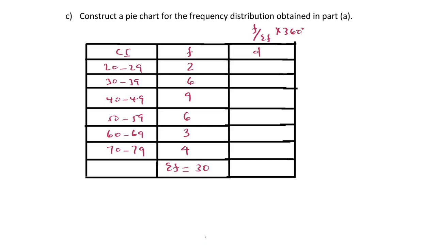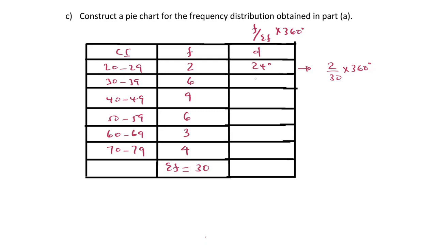Okay, so for example, for the first class interval, we are taking frequency as 2. The degree is going to be 2 over 30 times 360 degrees, of which solving this, we are having 24 degrees. Okay, so using the same approach, let us fill the rest of degrees for the class intervals.